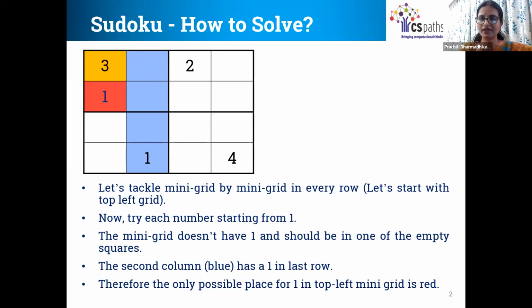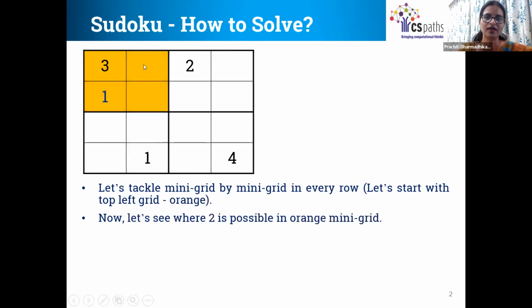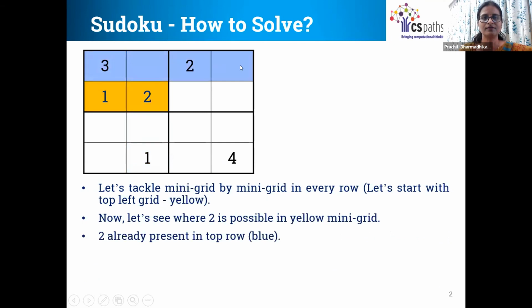Now after 1, the next number we'll be checking is 2. So let's freeze for 2. Let's check where we can have 2. So again, 1 is fixed. Let's start with 2. So can we have 2 in the first row? In the first row, it's not possible because 2 is already present in the first row. So clearly the position for 2 is fixed here, right?